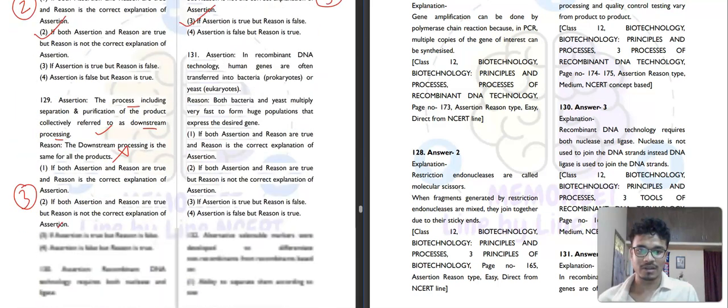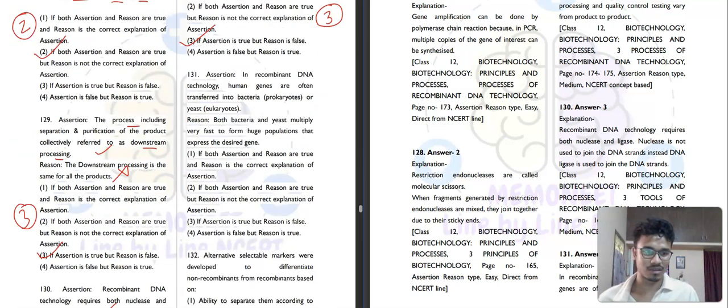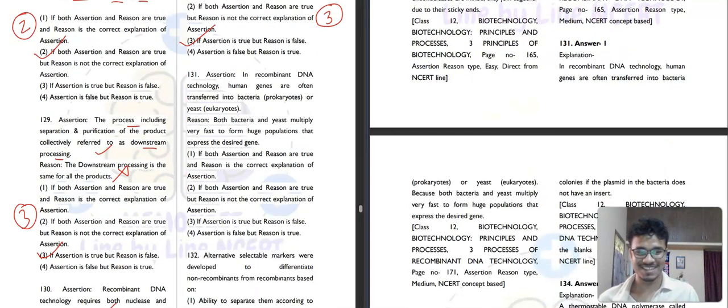Then question number 131. This is the easiest assertion reason, I think. You don't need to think much. In recombinant DNA technology, human genes are often transferred into bacteria or yeast, correct? The reason given: both bacteria and yeast multiply very fast to form a huge population that expresses the desired gene, correct? If we put a 'because' here and read the whole statement, we will see that the reason is correctly describing the assertion. So first option will be your correct answer.